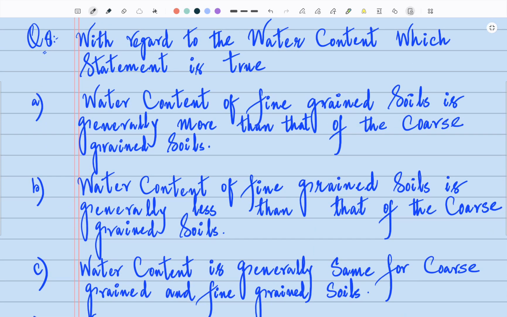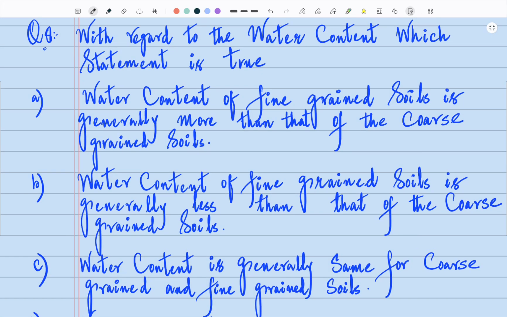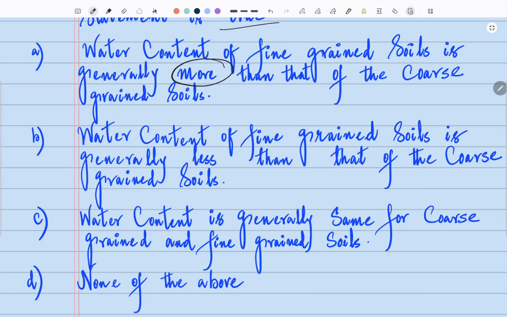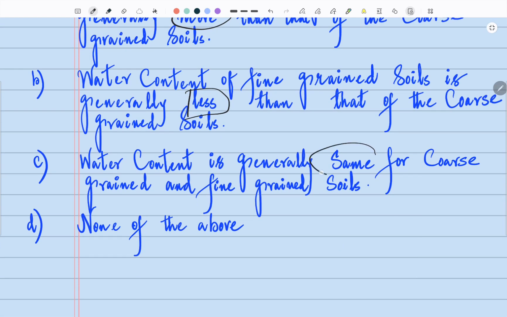All right, question number 8. With regard to the water content, which statement is true? First one, water content of fine-grained soils is generally more than that of the coarse-grained soils. Water content of fine-grained soils is generally less than that of the coarse-grained soils. Water content is generally same for coarse and fine-grained soils, or none of the above. We have to choose the most appropriate option.